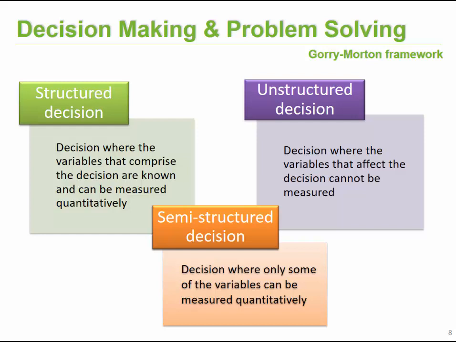With unstructured decisions, we have situations where the variables cannot easily be measured. So it's very difficult for us to go and record and look at the variables and then to come to a decision. Semi-structured decisions are those where we've got known variables but also unknown variables. So some of it can be measured, but other parts of it can't be measured. Now, just for interest's sake, these three types was actually developed by Gorry Morton, and this is known as the Gorry Morton framework.